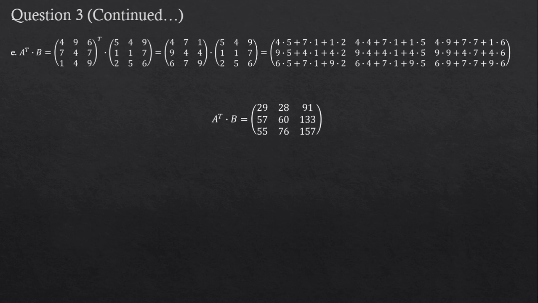Continue to part E. We need to transpose A. I already explained what a transpose is. We exchange the rows and the columns. So we have what I have typed here, and then we have the operation of multiplication, and the final answer is a 3 by 3 matrix because both of them are square matrices. So we get 29, 28, 91, 57, 60, 133, 55, 76, and 157.